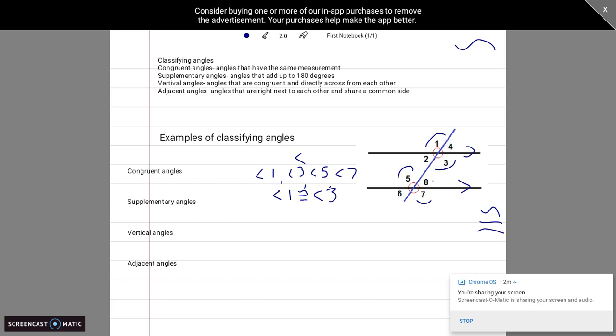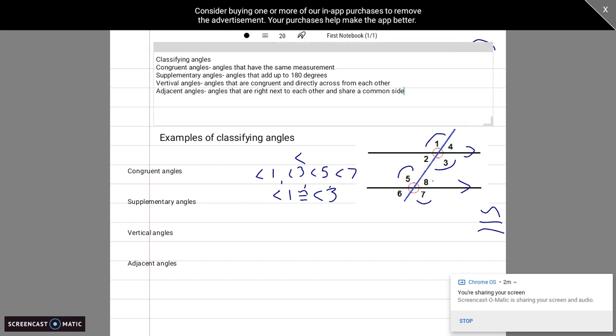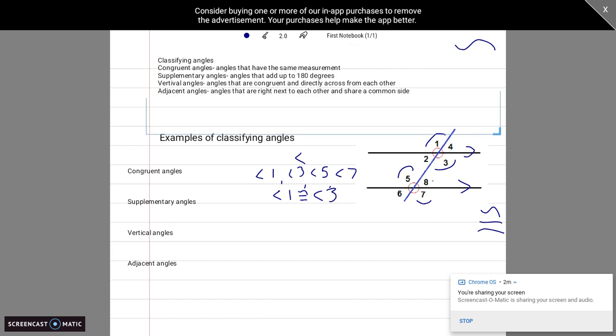Actually, let's go back to congruent. There's another set of 4 congruent angles. Your other set is 4, 2, 8, and 6, because those are all of your acute angles. So you can also say that all 4 of those are congruent.